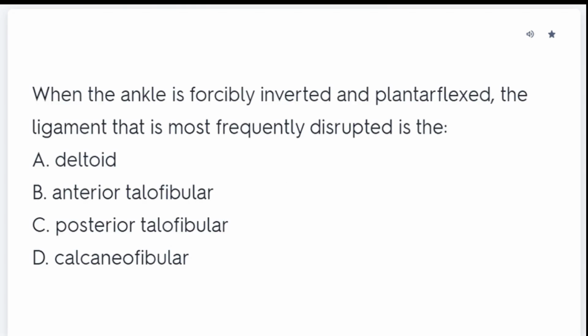When the ankle is forcibly inverted and plantar flexed, the ligament that is most frequently disrupted is the A. deltoid, B. anterior talofibular, C. posterior talofibular, D. calcaneofibular.